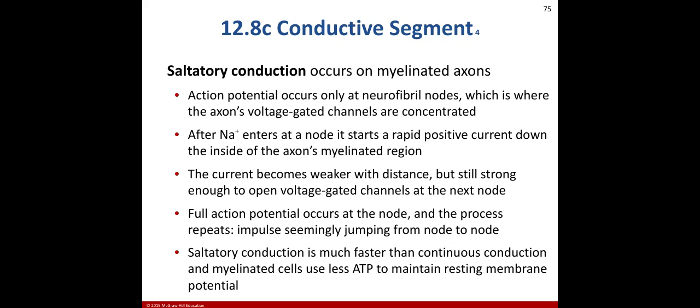The full action potential occurs at the node and the process repeats, the impulse seemingly jumping from node to node. This is actually faster than continuous conduction, and myelinated cells use less ATP. So while it doesn't feel like it is faster or easier because of how it's going in at the node and spreading down and in at the node and spreading down, it is faster for your body, uses less ATP.